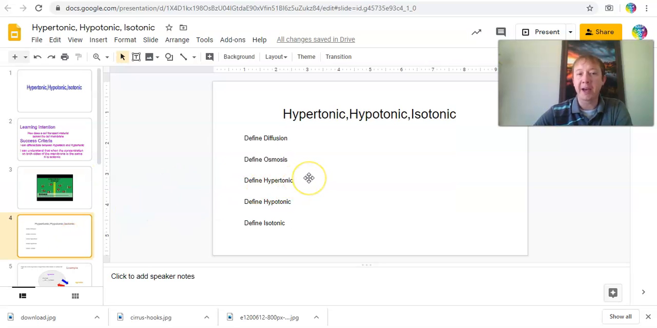Page 4 simply has the definitions for each of these terms, and you can fill these in. Feel free to look these up however you want to do that. Try to look at them in terms of biology.